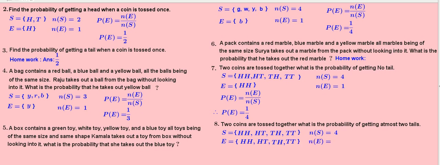So n(E) is equal to 4. Formula P(E) equal to n(E) by n(S). Therefore P(E) is equal to 4 by 4.